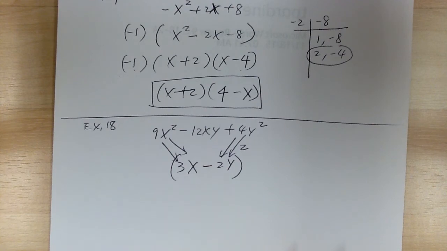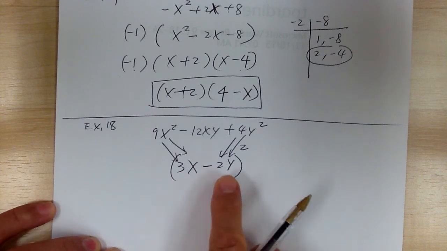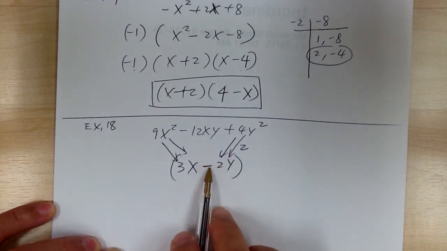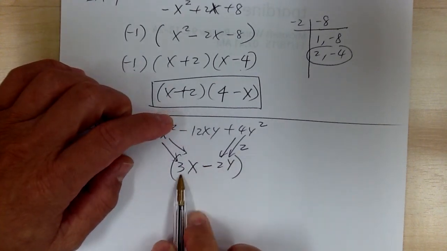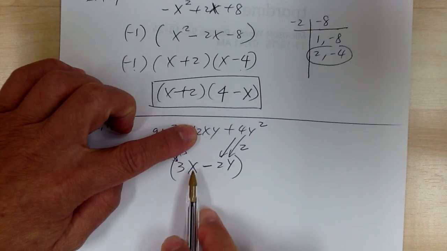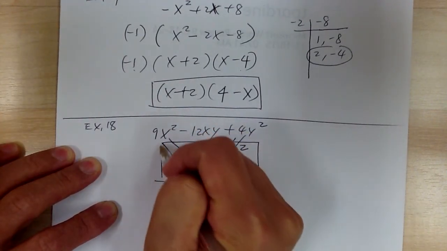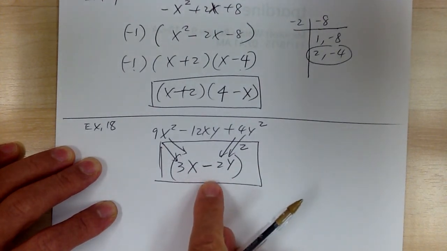I need to check if my guess is correct. To check your guess, you need to check if the middle term matches, right? The sign is negative, okay, good. The number 2 times 2 is 4, times 3 is 12, okay, good. The alphabet x and y is good. So everything checks out. So that's your step 2, perfect square. Make sure you do this first.